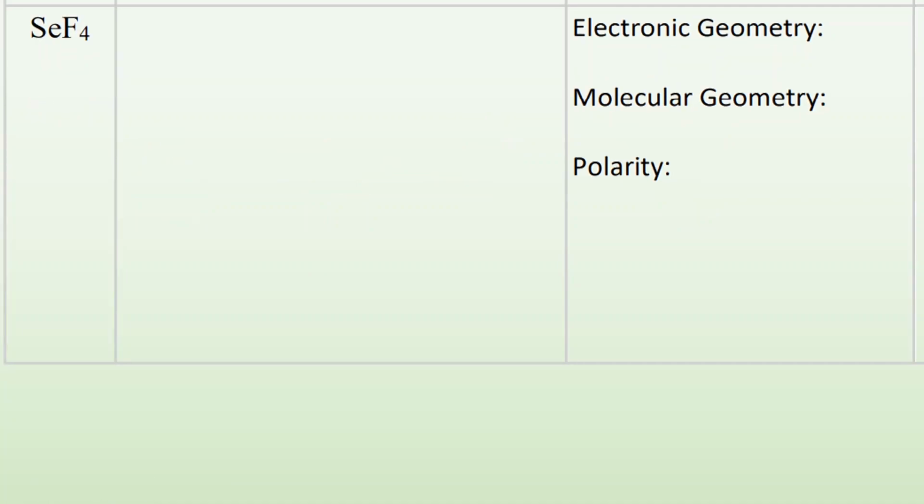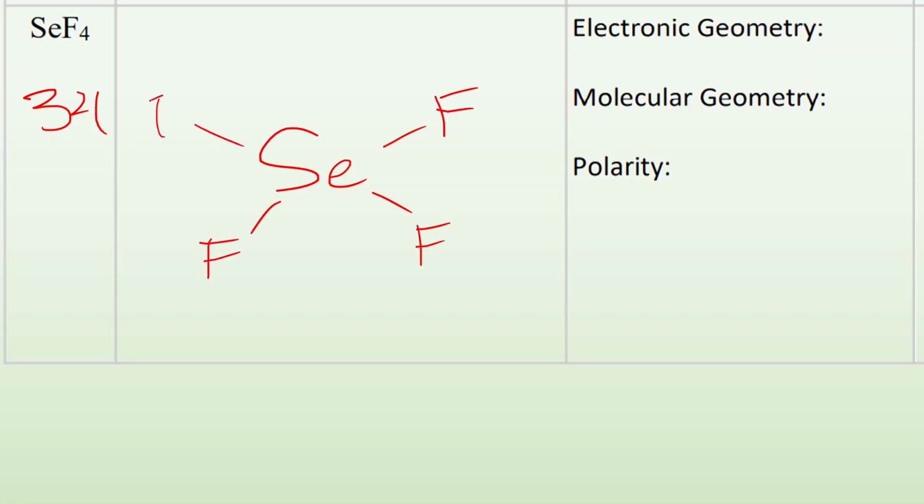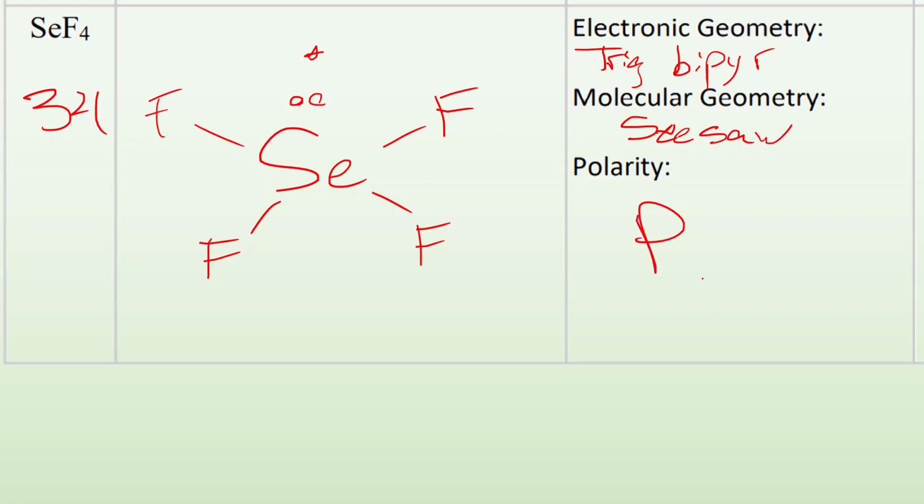All right, SeF4 has a total of 34 valence electrons, which means we put Se in the middle. We have the 4 fluorines. We finish the octet for the fluorines, which I'm going to omit because I'm lazy. And then we have 2 more valence electrons to place on the Se. 5 domains tells us that the electronic geometry is trigonal bipyramidal. Because it has 1 unshared pair of electrons, that tells me that the molecular geometry is going to be seesaw, and the polarity is going to be polar.